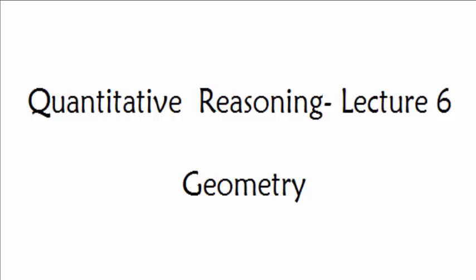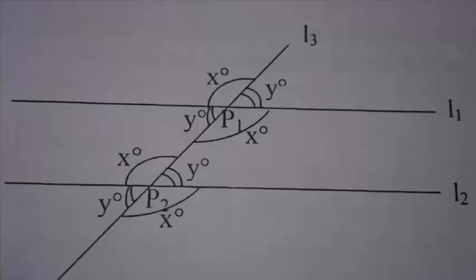This is lecture 6 of Quantitative Reasoning. Today we are going to cover some basic topics of geometry. I'll start off with what are parallel lines. So two lines in the same plane that will never intersect or meet at any point are called parallel lines.